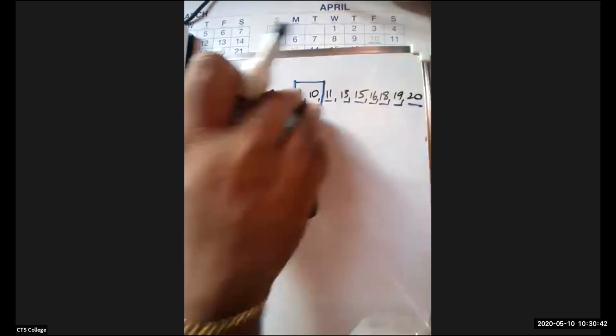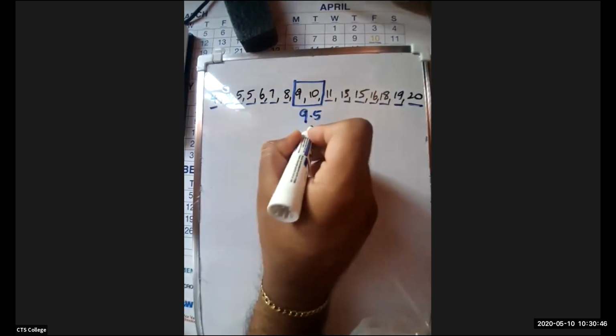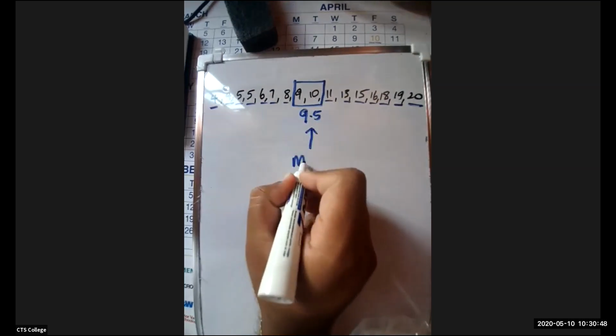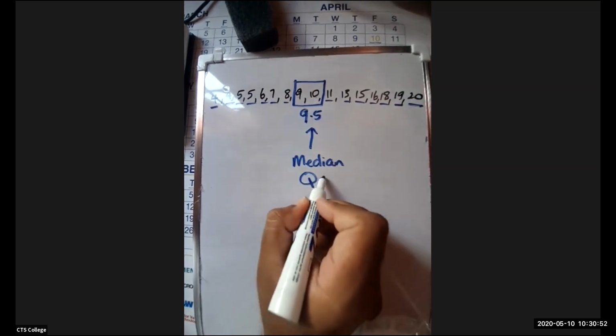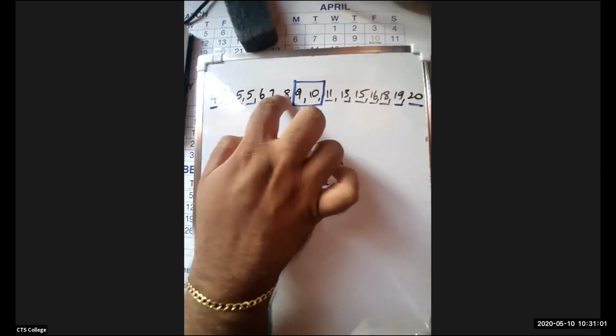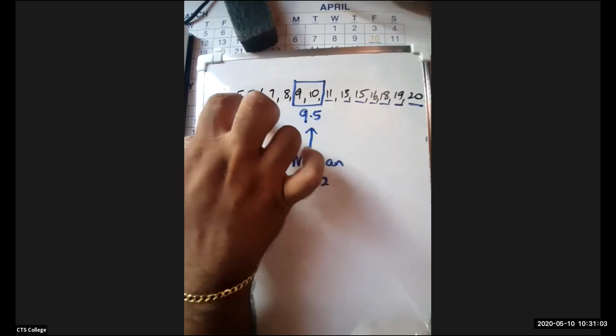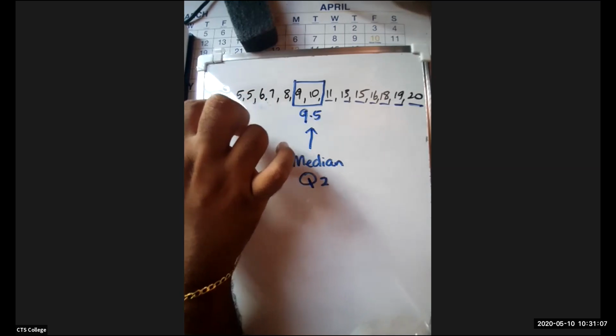So here is 9.5, which is our median, or Q2. Yes, people? Yes, sir. So let us see now what the middle values of the left-hand side and the right-hand side are.